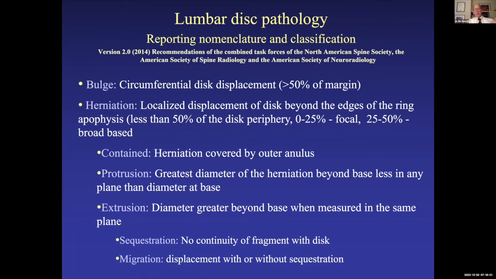And then if you have an extruded disc, if it migrates, you call it a migrated disc. It may go up, down, or laterally. And if it's detached, this herniated nucleus from the disc margin, it's a sequestration or a sequestered disc. So this is accepted nomenclature so that hopefully if people apply this, we're all talking the same language when we look at each other's reports.